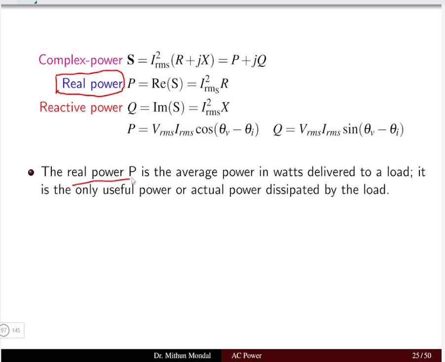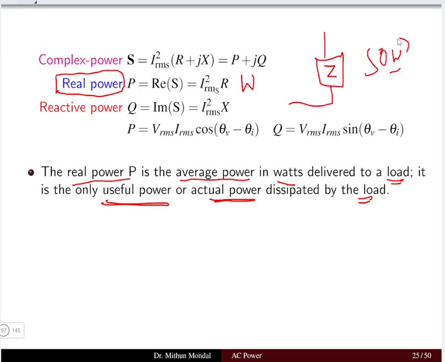The real power is basically the average power. The unit is given in watt and it is delivered to the load. It is the useful power or actual power which is dissipated by the load. So when we say that there is a load which is an AC quantity Z, it is consuming a power of 50 watt, then this watt is basically the real power.